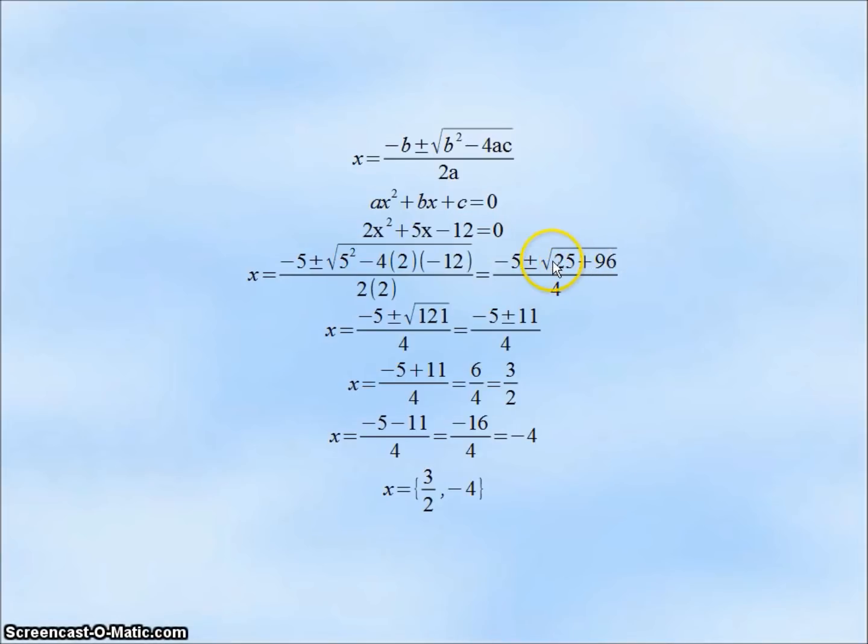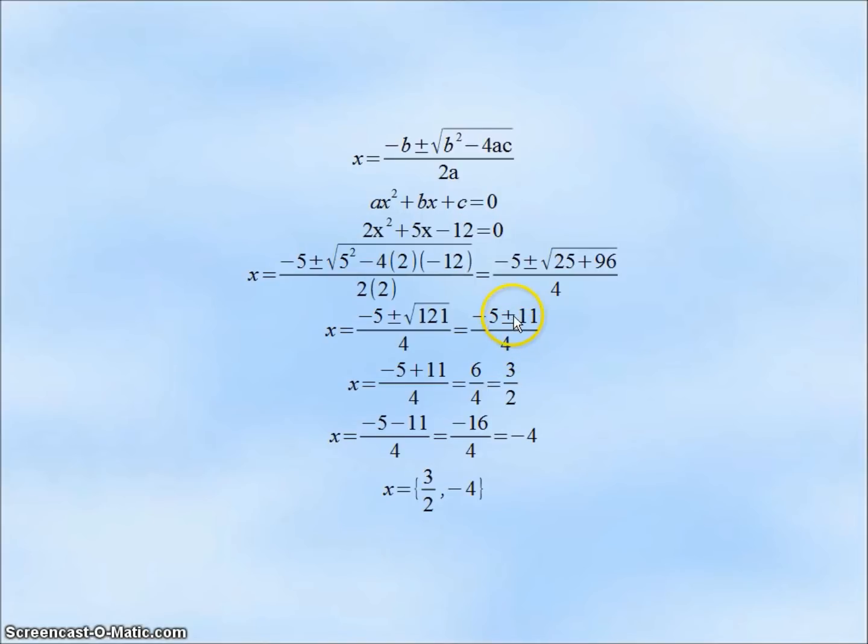Evaluating under the radical, 25 plus 96 is 121. So, negative 5 plus or minus the square root of 121 over 4. Well, that evaluates nicely. The square root of 121 is simply 11. So, I have negative 5 plus or minus 11 all over 4.